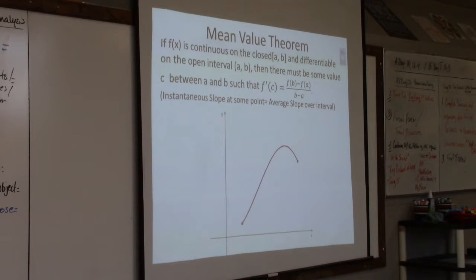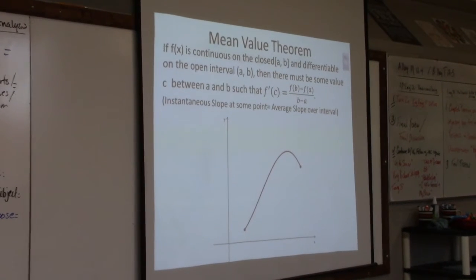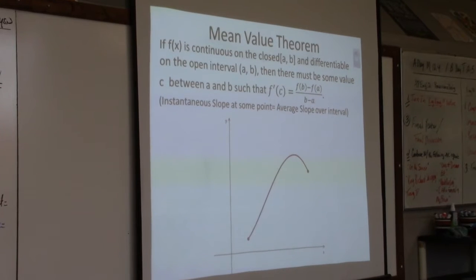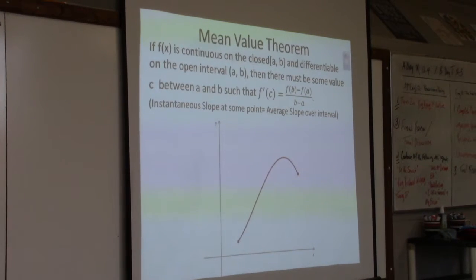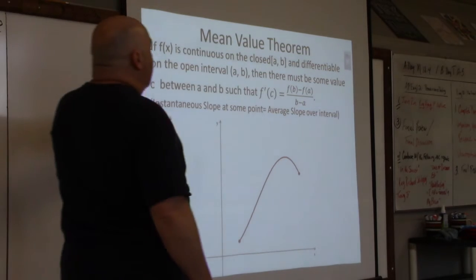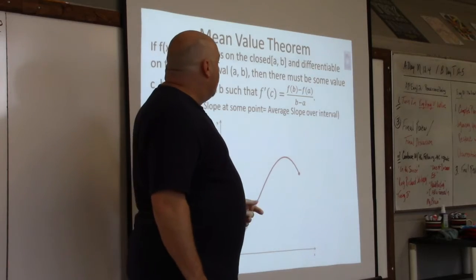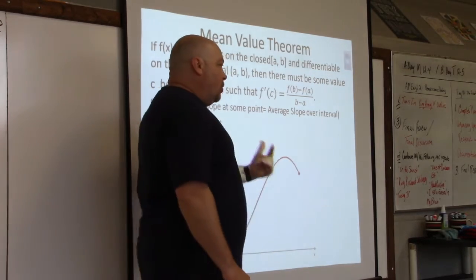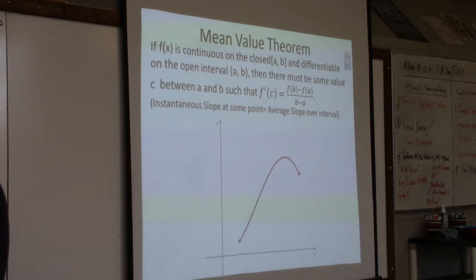All right, the next one is the mean value theorem. It says if f of x is continuous on the closed interval from a to b, and differentiable on the open interval from a to b, then there must be some value c between a and b such that f prime of c is equal to f of b minus f of a over b minus a. In other words, the instantaneous slope at some point in this interval is going to equal the average slope over that same interval. That's what we're saying.